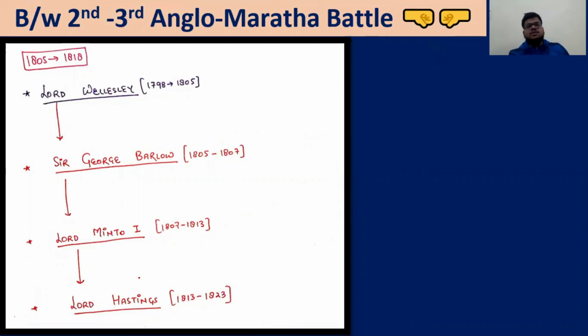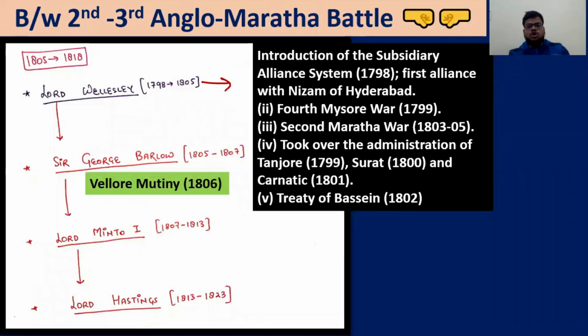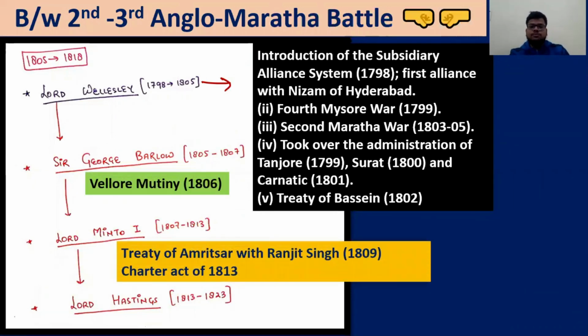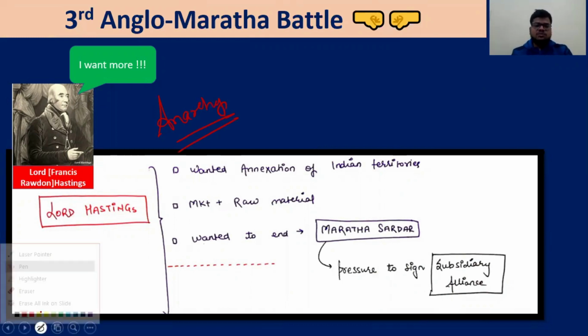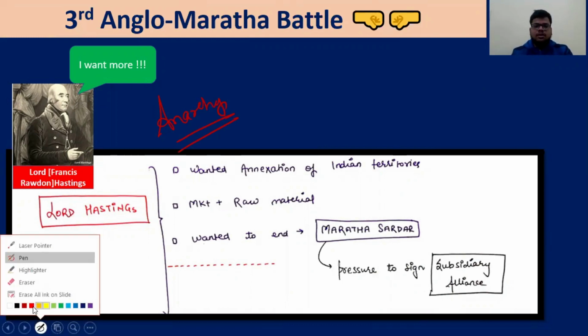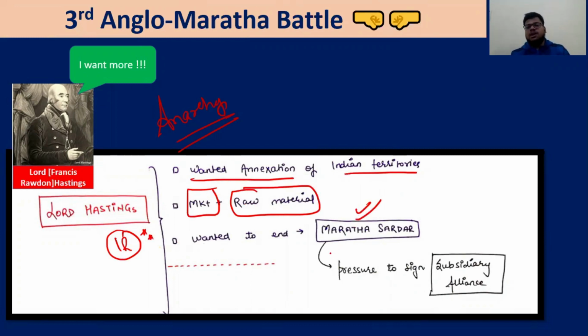Then in session number 6, we discussed the period after the Second Anglo-Maratha War: the times of Lord Wellesley, George Barlow, and Lord Minto. Then comes Lord Hastings. He said, I want more. I will not let this anarchy prevail, or the plotting against the Britishers by the Marathas. The industrial revolution was also brewing, and they wanted more markets and raw material. So he wanted annexation of Indian territories and to end the Maratha Sardars. He pressured them to sign the subsidiary alliance.